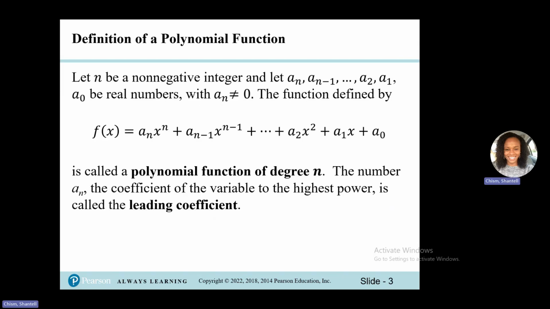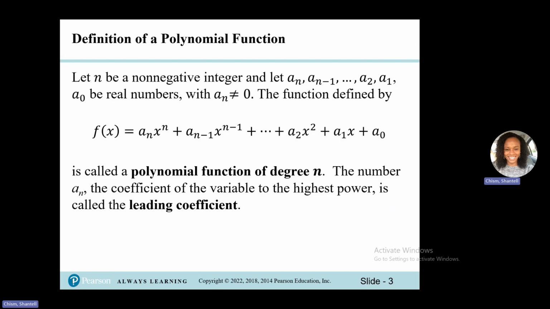First off, a polynomial has non-negative integers. As far as the exponent, n is a non-negative exponent, because your coefficients can be positive or negative. The coefficient is the number in front of the variable. But you'll easily be able to identify a polynomial because, first off, its exponents will be positive, and the variable exponents will be whole numbers. It won't be a rational exponent and it won't be negative.